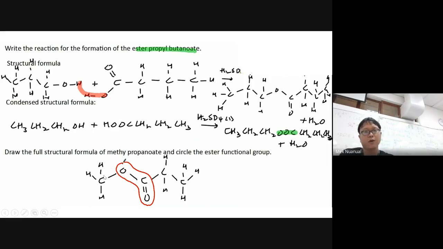The final question that you will probably be asked is, if you were given this structure and you need to identify the ester functional group, just circle that part here. So that's the ester functional group there. And yeah, that's pretty much it. So that is your lesson on alcohol reactions.